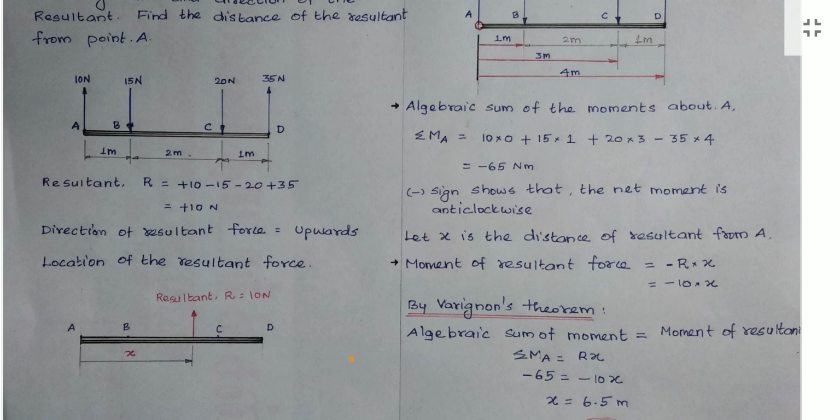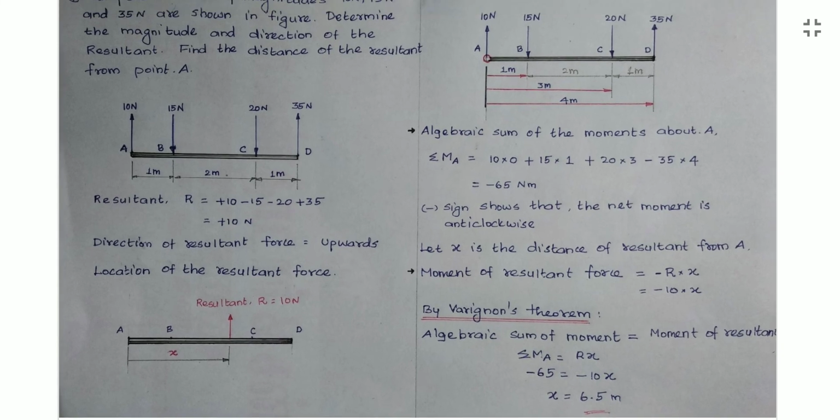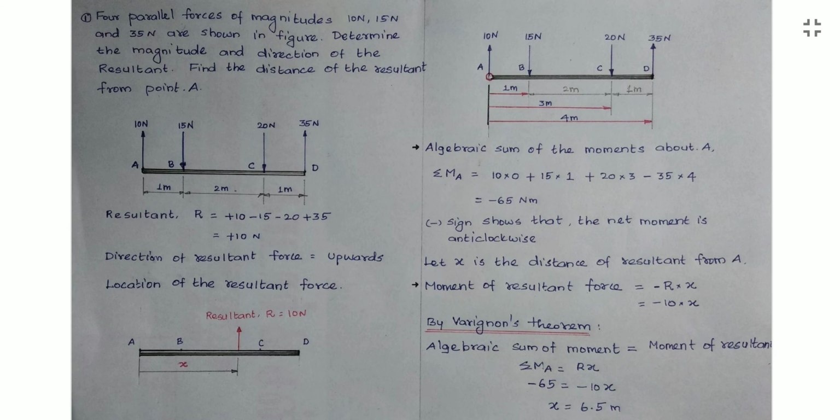At a distance of 6.5 meter, the resultant is acting. So here we found the location also, the location of the resultant, where the resultant force is located. We found the resultant, it is acting upwards and it is acting at a distance x of 6.5 meter from A. This is the location of the resultant force we found with the help of the moment principle and also with the help of Varignon's theorem.